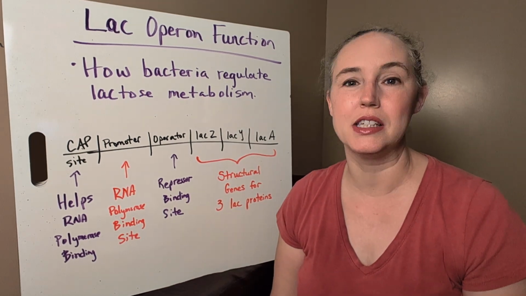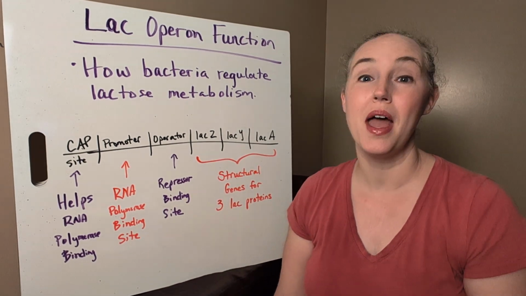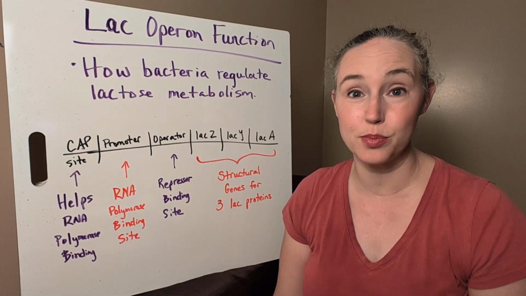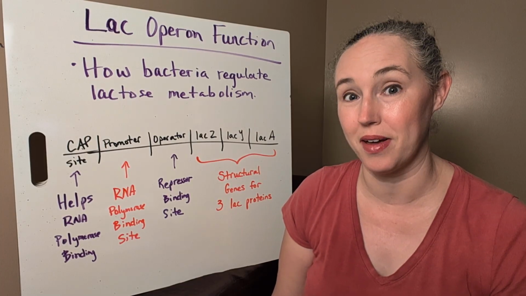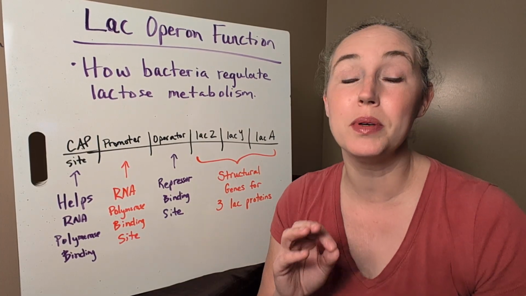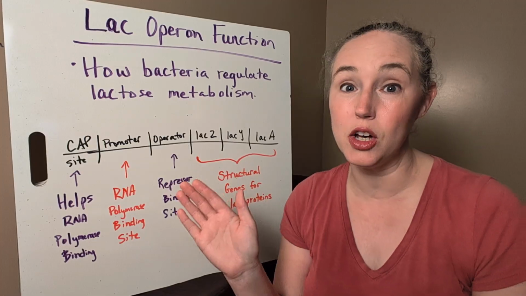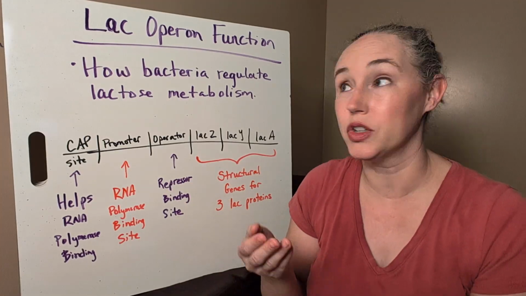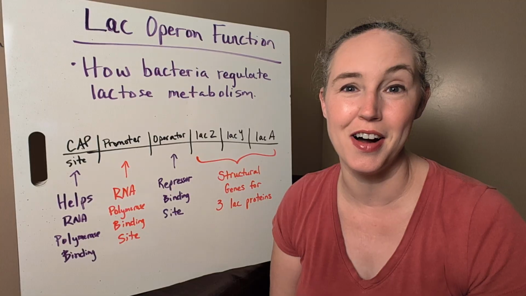The Lac Operon is one of the most tested examples of prokaryotic gene expression on the AP Bio exam. And in this video, we're going to be breaking down exactly how E. coli decide when to turn the Lac genes on and off.